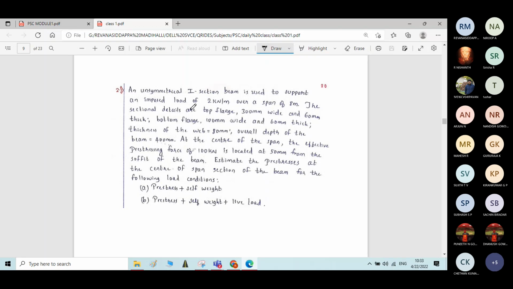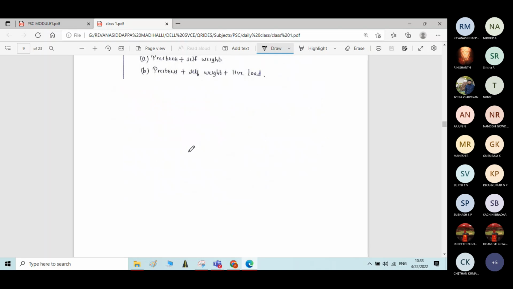The sectional details are top flange 300 mm wide and 60 mm thick, bottom flange 100 mm wide and 60 mm thick. The sectional dimension of the I section is given. Thickness of the web is given as 80 mm. I'll write the figure for the same. Top flange is 300 by 60, bottom flange is 100 by 60. Overall depth is 400.